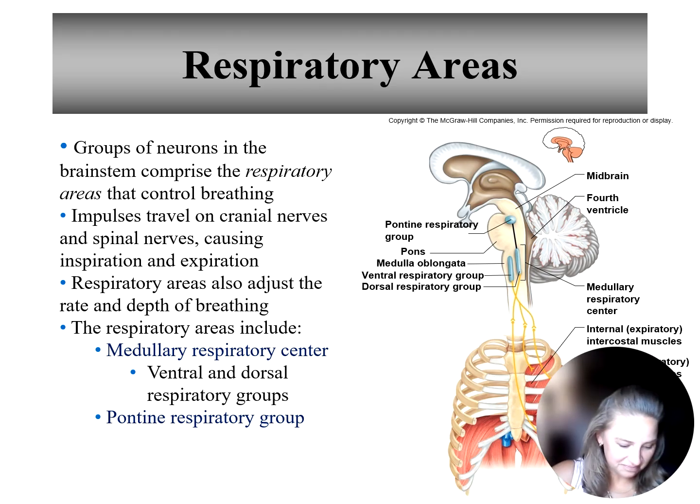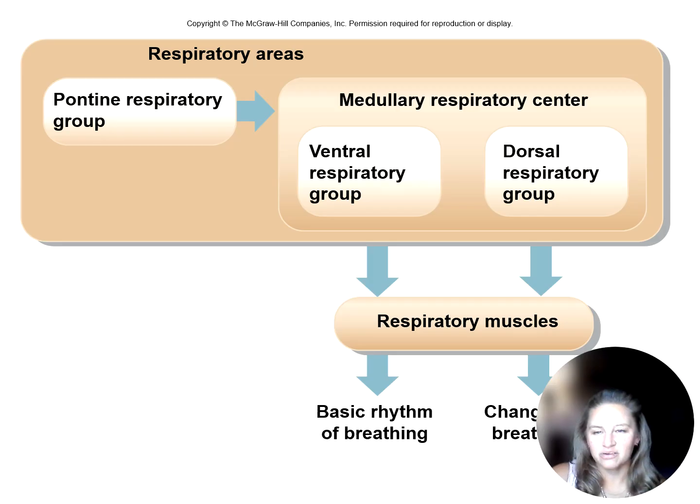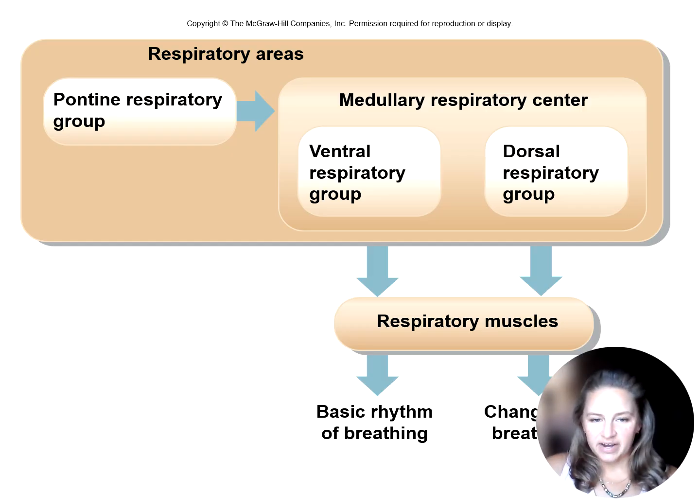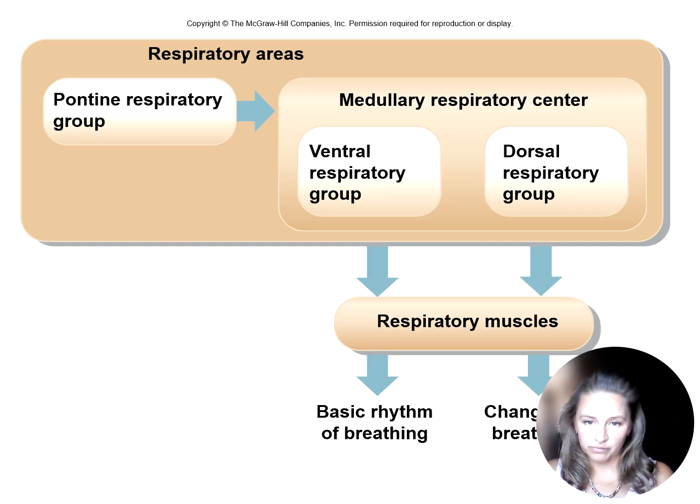Okay, so there are groups of neurons in the brainstem that comprise the respiratory areas that control breathing. These travel on the cranial nerves and spinal nerves, and these cause inspiration and expiration. Also, there's the medullary respiratory center, the ventral and dorsal respiratory groups, and the pontine respiratory group. This is showing the nerves and the location of these different areas in the brain that are responsible for breathing. Again, basic respiratory changes in breath or rhythmic breathing here.